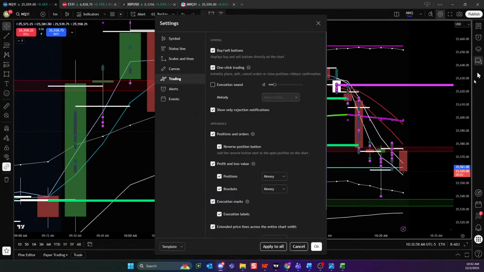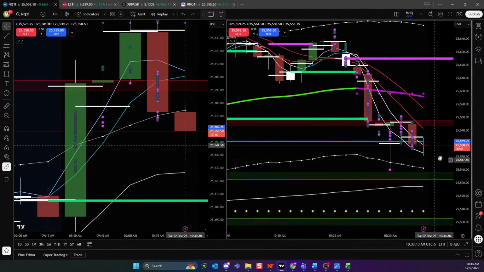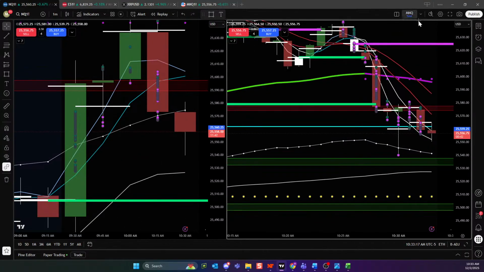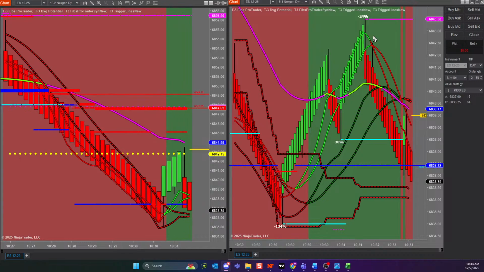And one of the things I like to do, Trina, is the order and position alignment. I like to either do it center or left so I can see the price bars when they're in there. Sometimes that's comfortable for people. Directly into one-to-ones, none of the triggers broke, and it didn't keep going up.